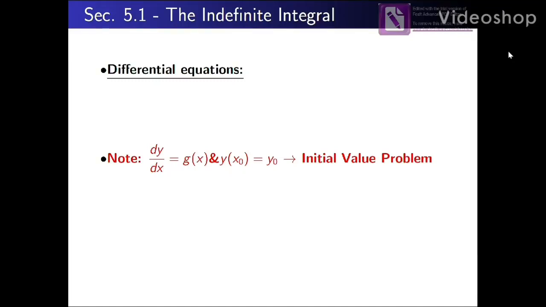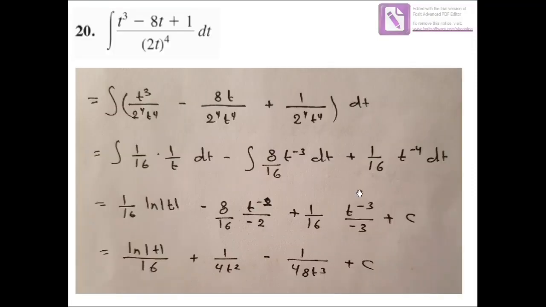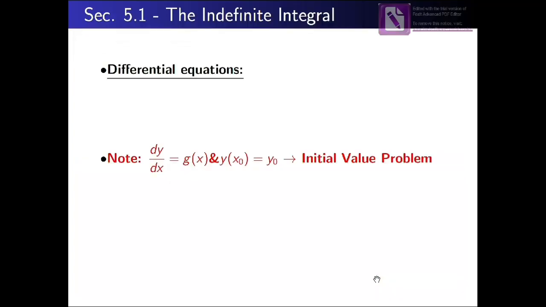So note that in some differential equation we are given that dy over dx is equal to g of x, and y of x naught is equal to y naught, which is the initial value. We call this an initial value problem, and you are asked to find the function y of x. On any initial value problem, once you finish the integration, you also need to find c, where you are given x naught and y naught. We'll see an example of how we solve an initial value problem.